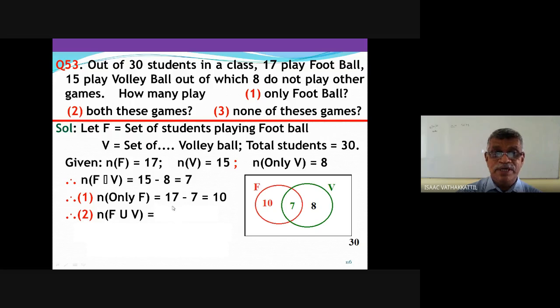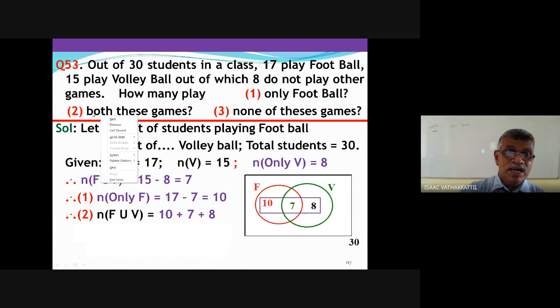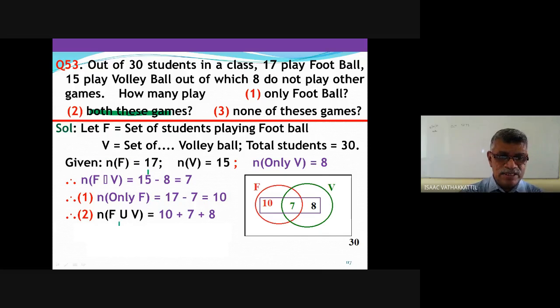Number of F union B. Just a minute. I think there is an error here. Both the games is intersection. This should be at least one game. Now, what I have written here is F union B, which represents either, at least one. Both means actually intersection. So the question is for at least one of the games.